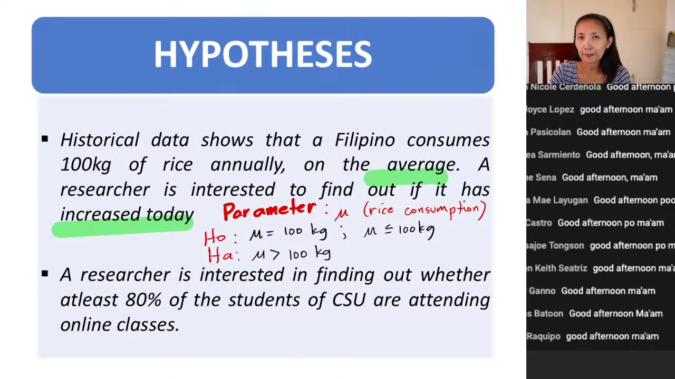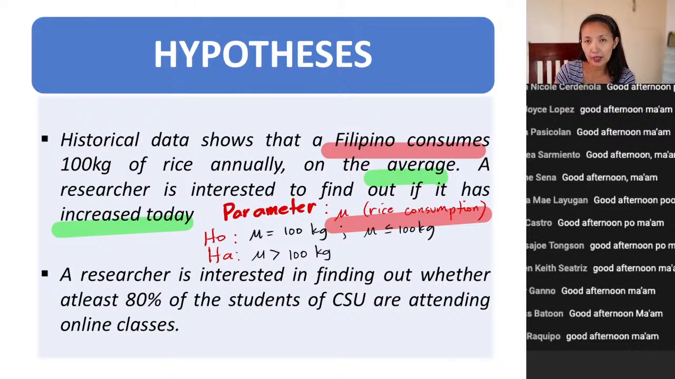The second case. A researcher is interested in finding out whether at least 80% of the students of CSU are attending online classes. So let's look into the population and the parameter once again, just like what we did in the previous. Going back to the previous, what did we say? The population is Filipinos, all Filipinos, and the parameter of interest is the mean or average rice consumption. So let's do the same for number 2.